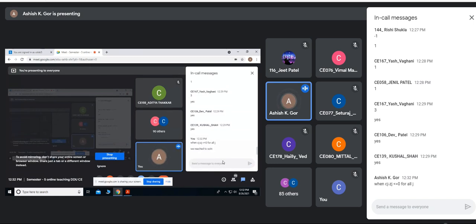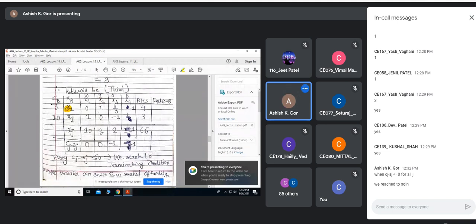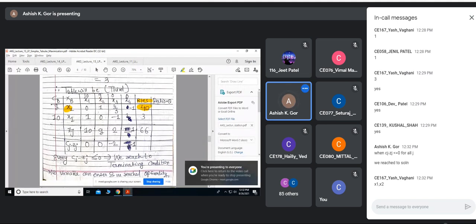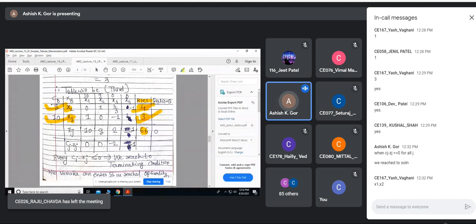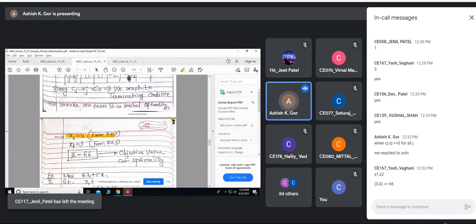What is a solution? How will you read it? x2 is equal to RHS, which is 4. x1, what is RHS? 3. What is the objective value? 66. This you know, right? 9x2 plus 10x1, so 9 into 4 plus 10 into 3. So 36 plus 30, which is 66. So x2 is equal to 4, x1 is equal to 3, and z is equal to 66, which is the objective value.